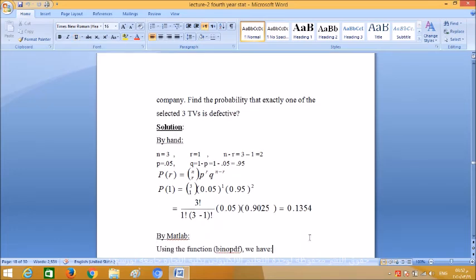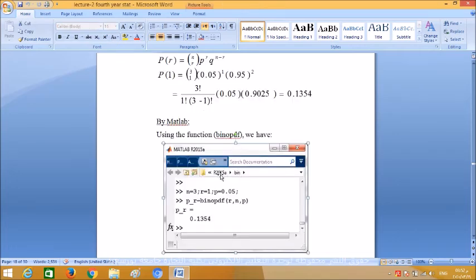By MATLAB, using the function binomial PDF, we have N equal 3, R equal 1, P equal 5%, then P of R equals binomial PDF of R, N, and P. So the entries here begin with R, the number you want to compute the probability for, then the total number of trials, and the probability of success. The same answer. Okay, the same answer.